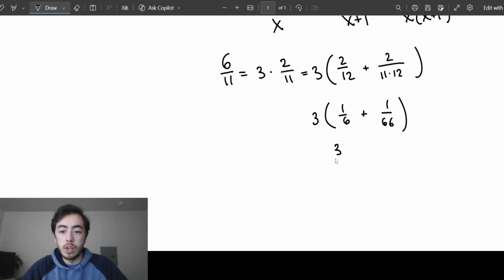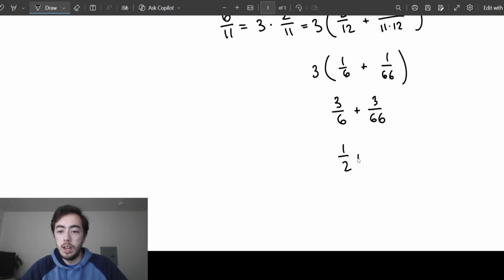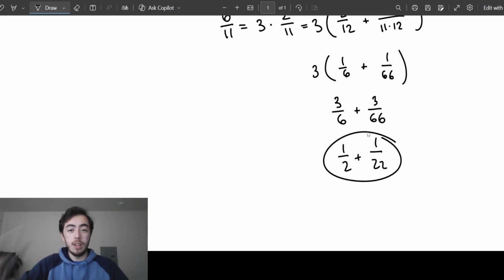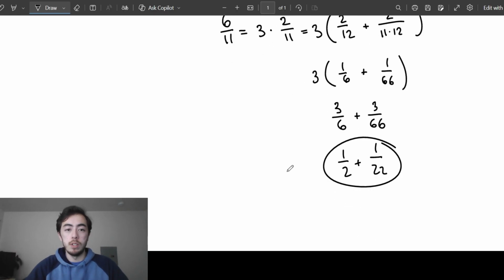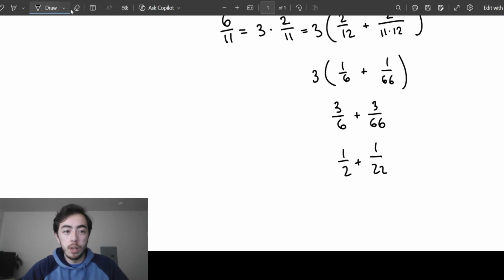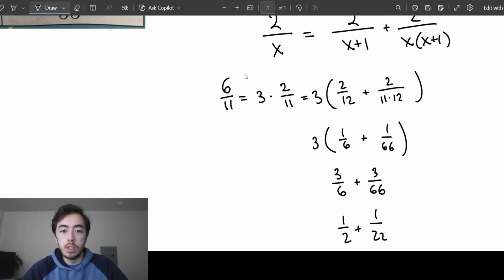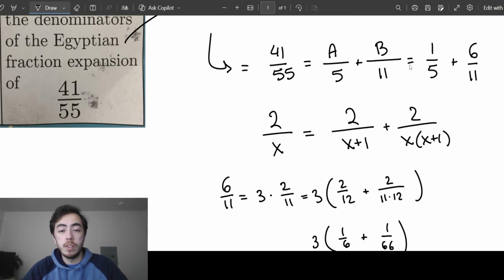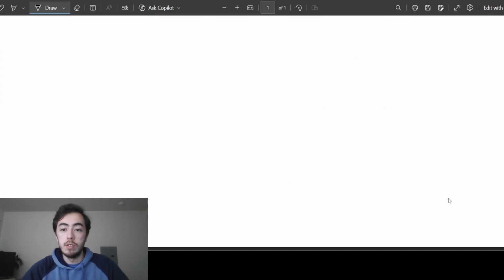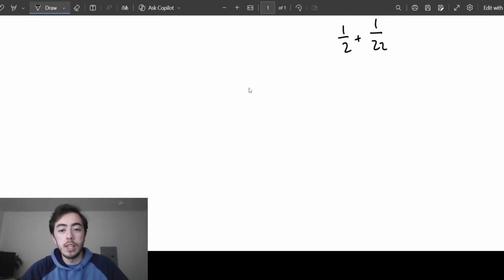Let's maybe distribute that 3, and maybe we're getting a little bit lucky here, but we can also simplify these fractions to get 1/2, and then 1 over 22. And both of these numbers are satisfying what we need for the Egyptian fraction expansion. So this 1/2 plus 1 over 22 should be the same as 6/11ths. And then as long as we just add 1/5 to that, we should get back to our target number.